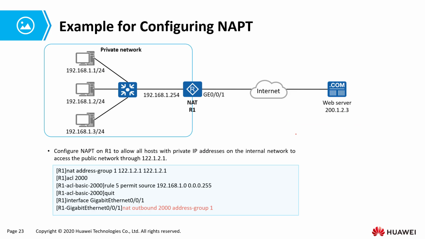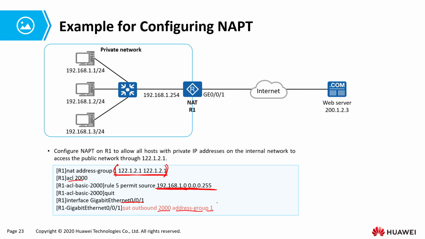This right here is an example configuration of network address and port translation. You can see we still need to set up an address group using that command, NAT address group 1, 122.1.2.1 up to 122.1.2.1. You can see in our example right here, there's just one address in the address pool. So ACL 2000 rule 5 permit, we are selecting the traffic, identifying the traffic for which addresses we shall need to translate, and after that we go to the interface and say NAT outbound 2000 address group 1.